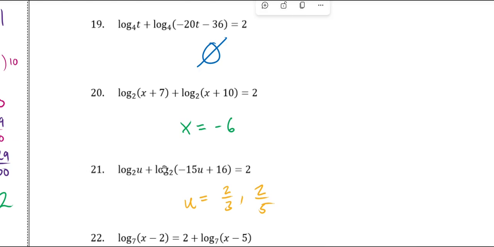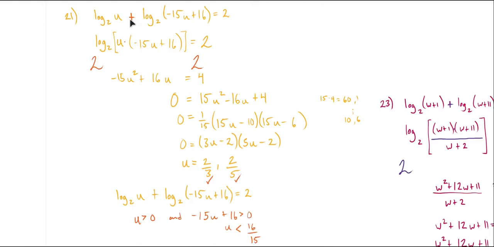Let's look at number 21. Number 21 begins similarly in that we have a sum between logarithms, and so we write that as the logarithm of a product. Taking now 2 to the power of each side, we get, distributing our u, that minus 15u squared plus 16u is equal to 4. Bring these guys over to the other side, and let's factor. There's no common factor I can take out of each one, so let's plop a 15 in the first places and a 1/15th out front for balance.